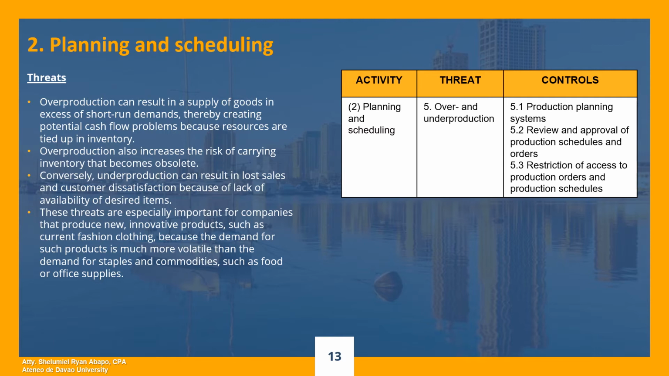Overproduction also increases the risk of carrying inventory that may be rendered obsolete. Conversely, underproduction can result in lost sales and customer dissatisfaction because of lack of availability of desired items. These threats are especially important for companies that produce new innovative products such as current fashion clothing, because the demand for such products is much more volatile than the demand for staples and commodities such as food or supplies.